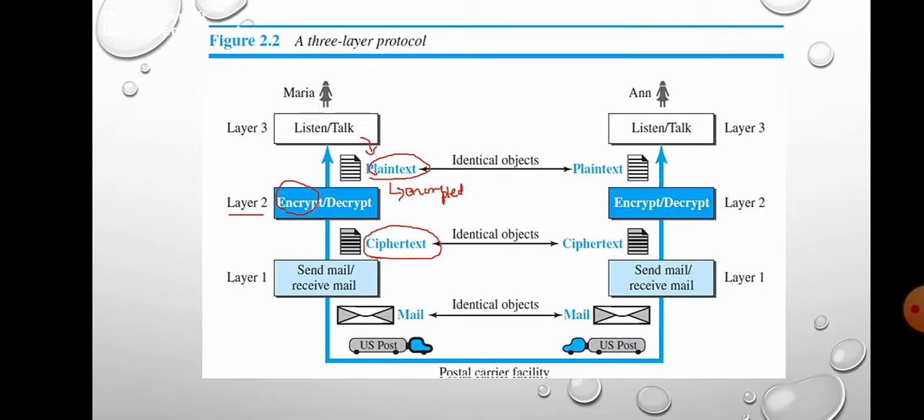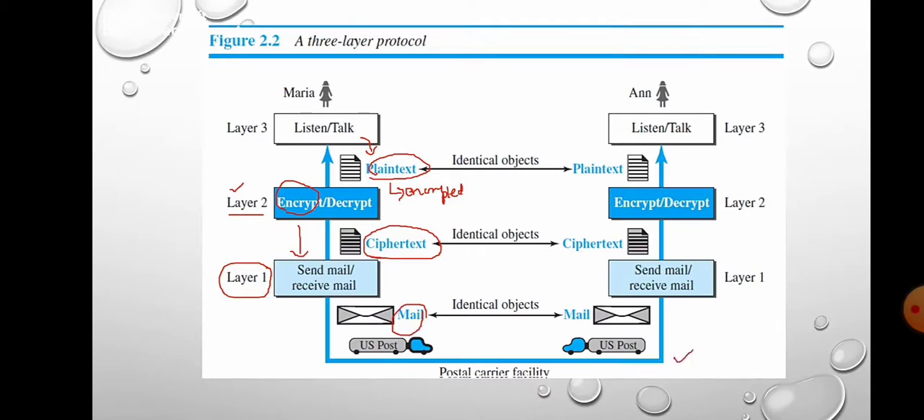So now the machine which is located at layer 2 transmits the ciphertext to layer 1. In general, I can say that the first layer machine receives the ciphertext from the second layer machine, and after that it will put it in the envelope, add the sender and receiver address, and mail that information to the receiver side.